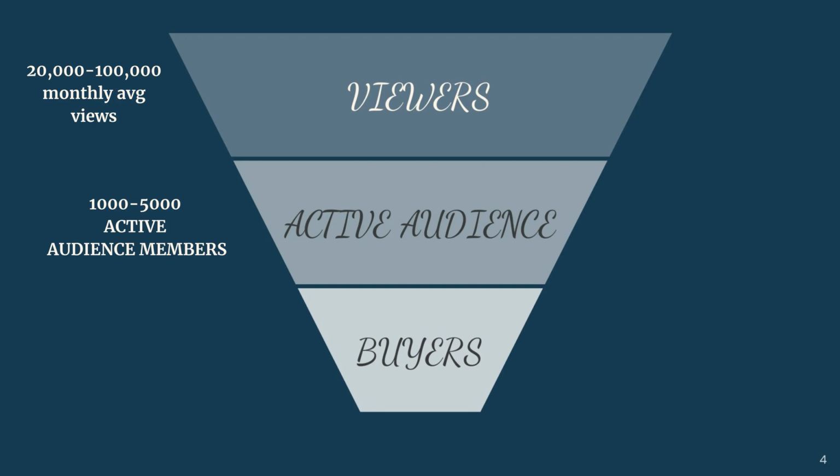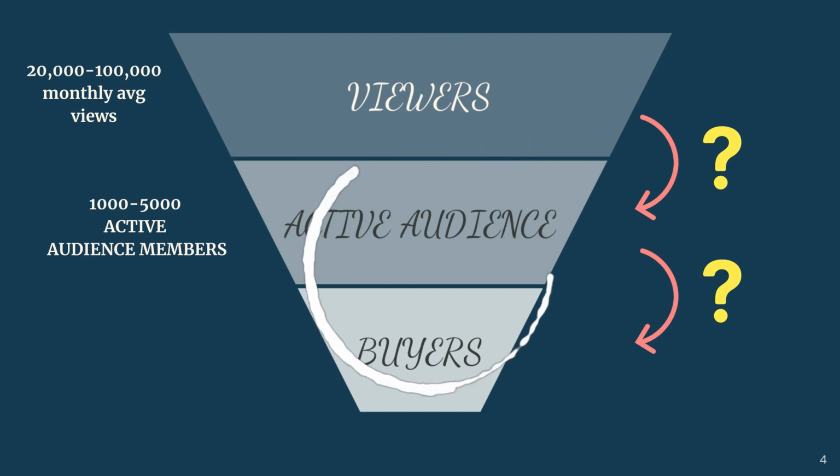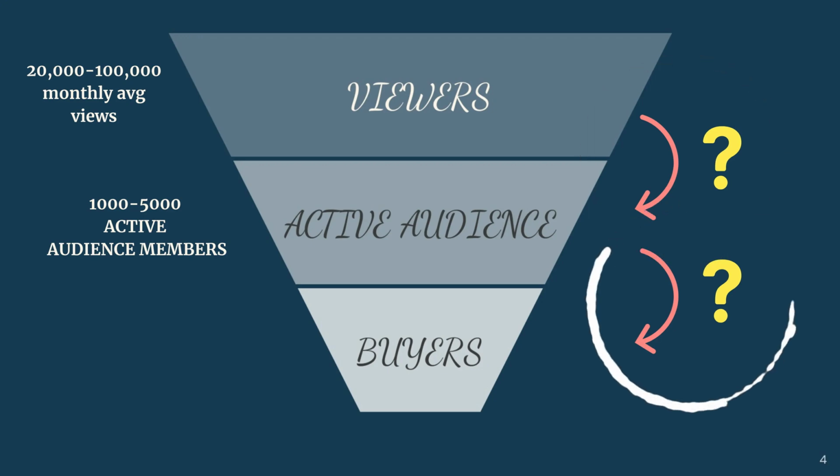Now, the reason why I made a differentiation between active audience members and how many views you can pull in is because there are 2 conversion rates that we need to take note of. Not every view translates to an active audience member, and not every active audience member translates to a buyer. So there are two conversion rates: view to active audience member, and active audience member to buyer.